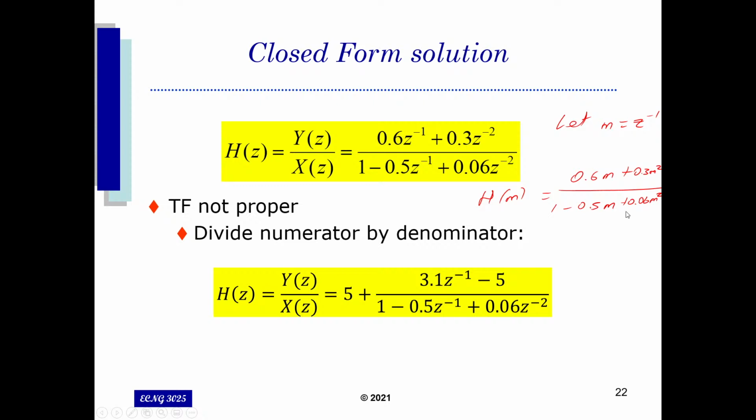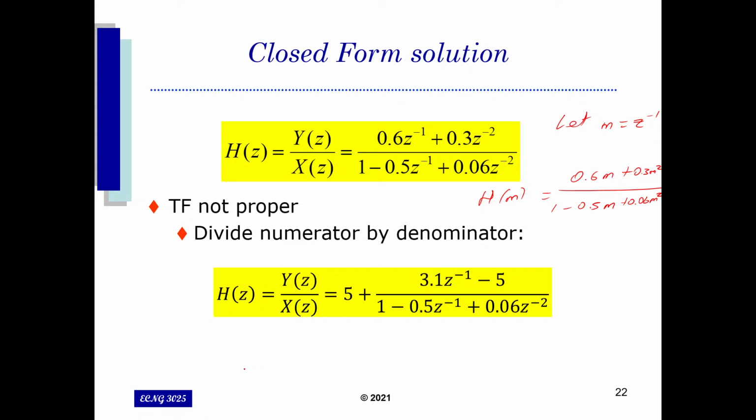So when you're arranging the division here, you need to make sure that the division goes in descending powers of m. Now I'm just going to set up the division table for you here. It's going to be 0.06 m squared.